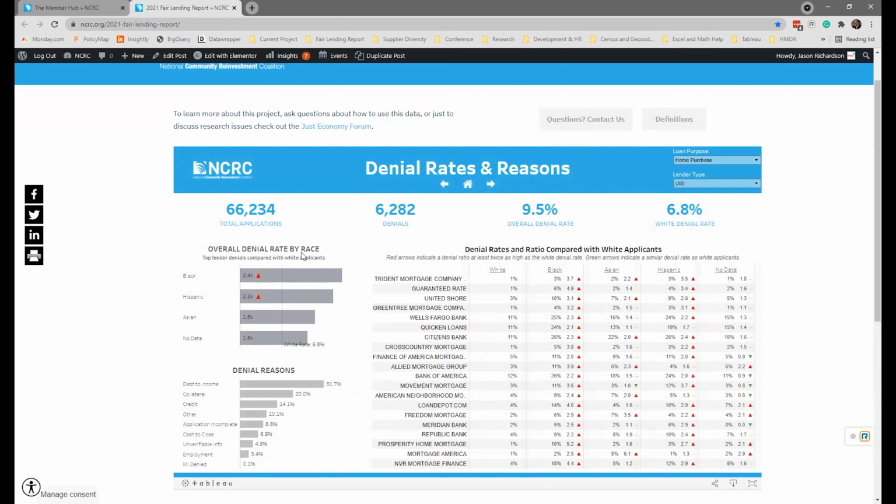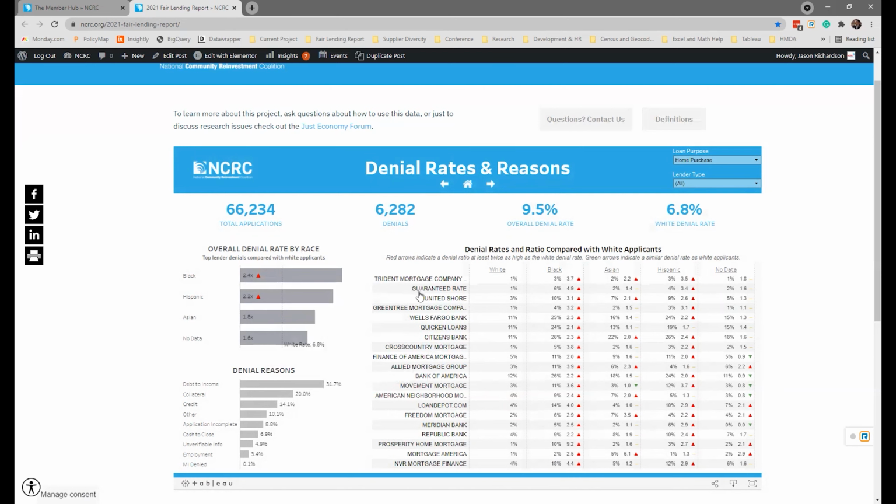If you look here on the left-hand side, the overall denial rate by race, here we are comparing the top racial groups that are in the area to white denial rates. And we find that Black borrowers are denied 2.4 times as often as white applicants. Hispanic applicants are denied 2.2 times as much. Asian, 1.8 times. If the ratio is 2 or more times higher than the white denial rate, I've put a little red check mark next to it, a little red triangle.